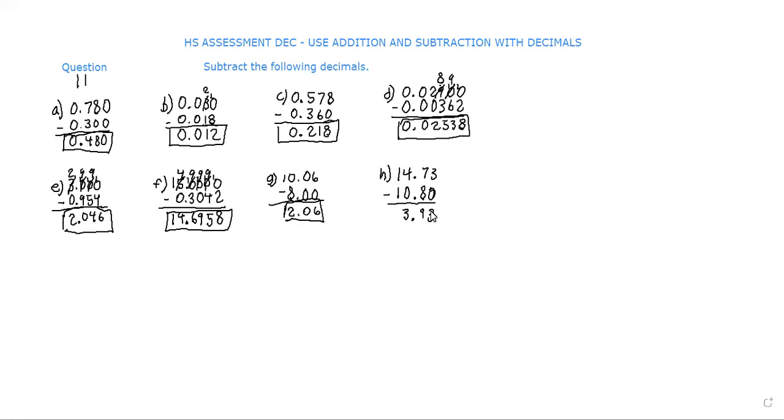3 minus 0 is 3. 7 minus 8, we cannot do that. We have to go to the place value on the left, which is a 4, borrow 1, so the 4 becomes a 3. We bring the 1 over here. Now we can do this. 17 minus 8 is 9, and 3 minus 0 is 3. 1 minus 1 is 0, nothing. So our answer becomes 3.93.